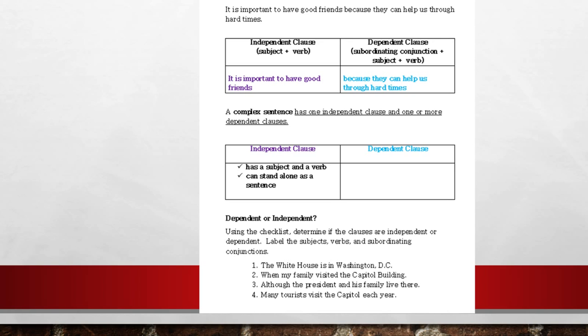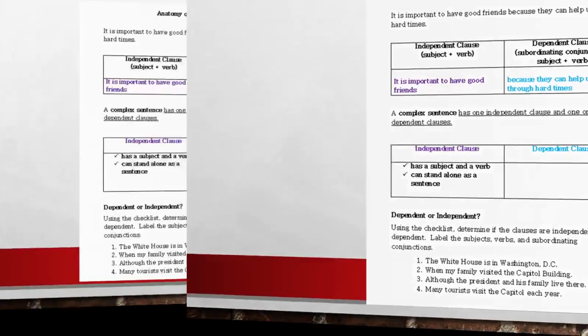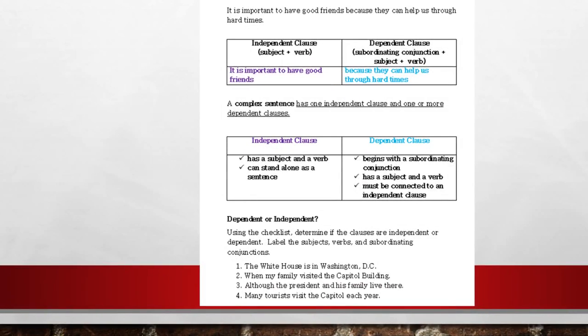So let's look at the dependent clause checklist. For a dependent clause, if it begins with a subordinating conjunction, also known as a woovis word, has a subject and a verb, and if it cannot stand alone because it must be connected to an independent clause, then it is in fact a dependent clause.